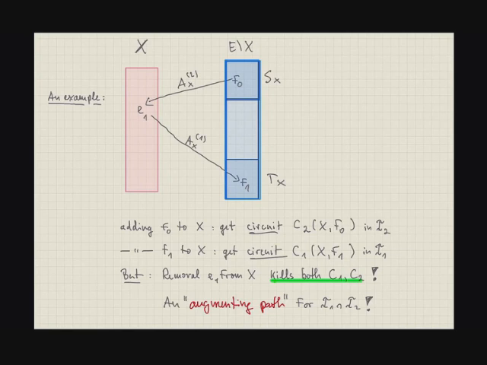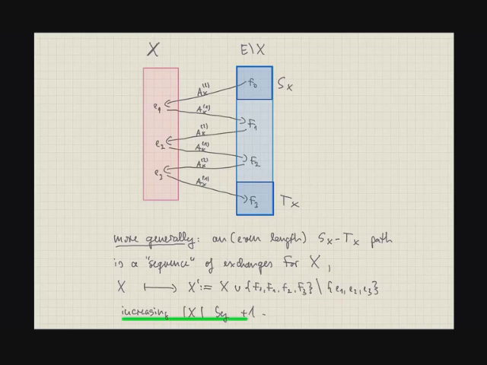Now this was one simple example. More generally, I can say, okay, so this should work also if I have paths longer than of length 2. And that is actually almost true. So let us just consider a path that leads us from some element in S_X via some other vertices and edges to some element in T_X, okay? So the idea is that I can still do the same.